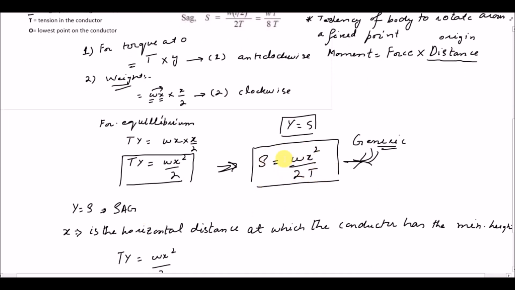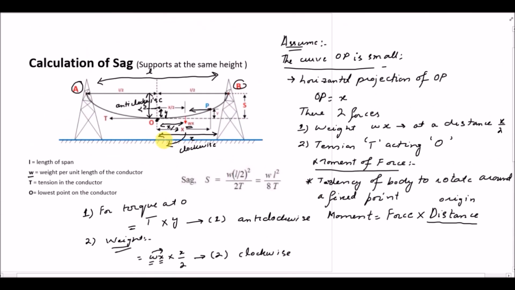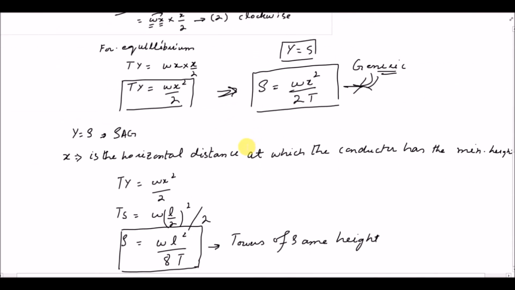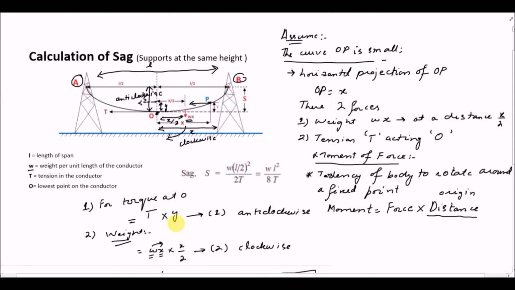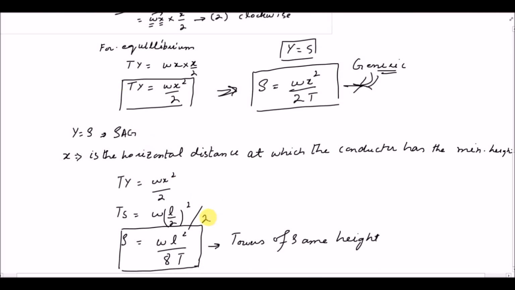and after that we calculated a generic formula for the sag, in which W is the weight of the conductor, T is the tension, and X is the distance from the tower or the support point. Later for this particular case we used X equal to L by 2, which is half of the span, because the lowest point of the conductor is at the center of the total span. And Y is the perpendicular distance, so we used S, which represents sag.